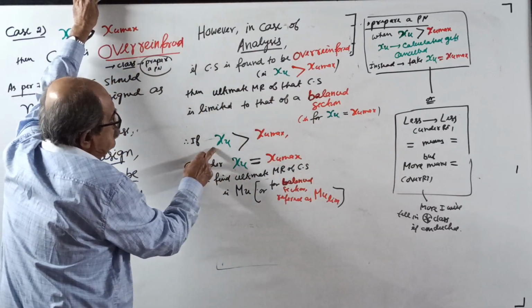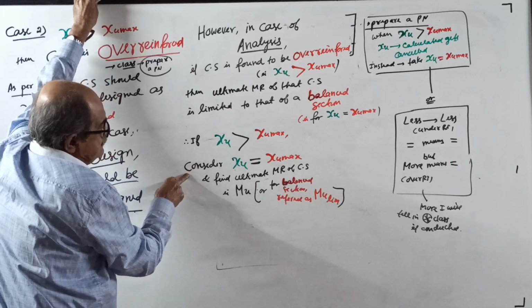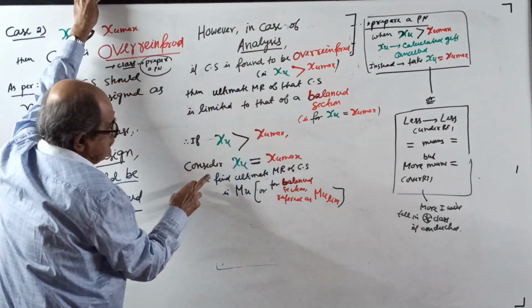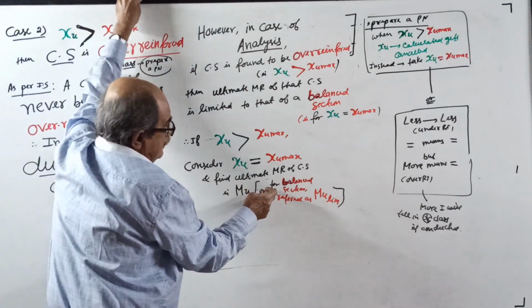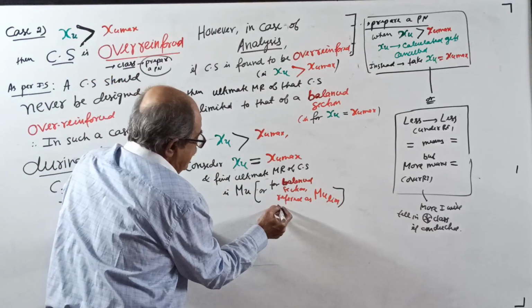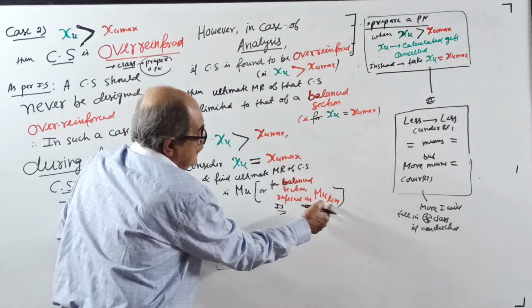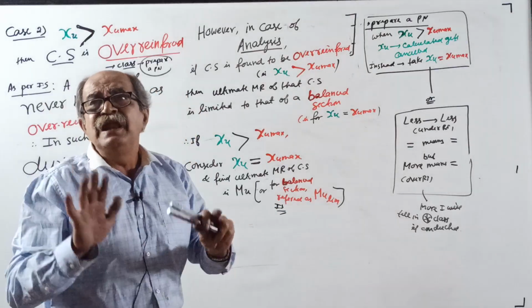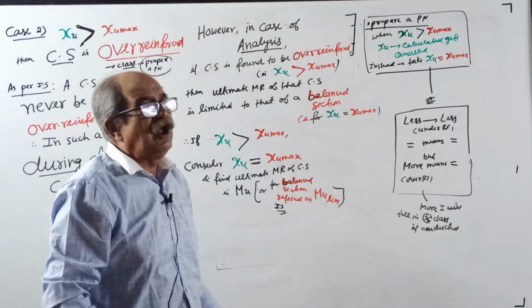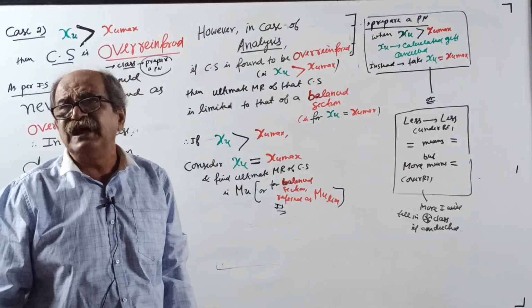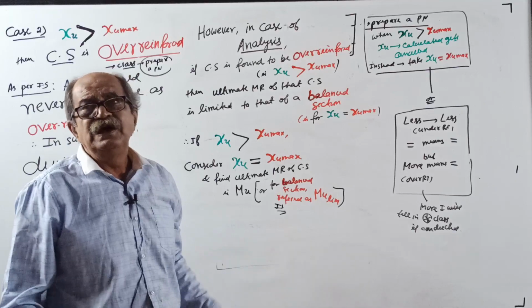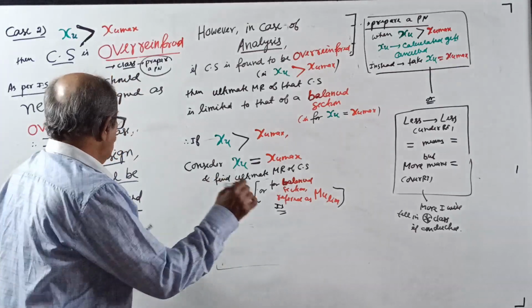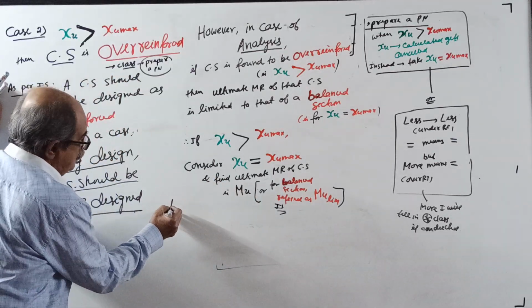Therefore, if Xu is more than Xu max, consider Xu equal to Xu max to find the ultimate MR of the cross section. For a balanced section, IS code calls this Mu limit. Why? It is a limit, because beyond that you cannot consider. So, the ultimate MR of a singly reinforced rectangular balanced section, IS code used the word Mu limit. Okay, now, how to find? Now, important.